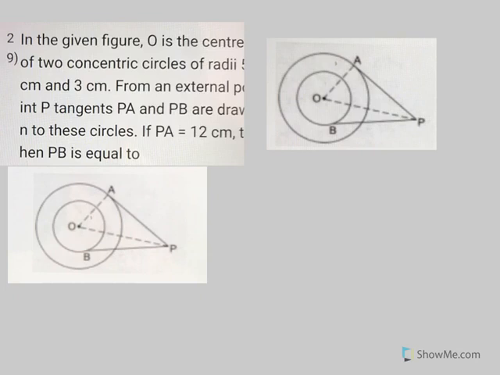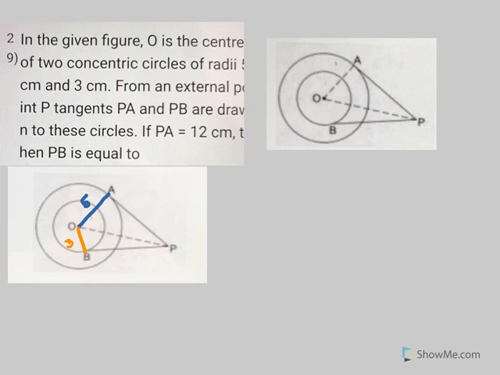In the given figure, O is the center of two concentric circles of radii 5 and 3. So we mark this. This is 5 centimeters, and this other one is given as 3. From an external point P, tangents PA and PB are drawn to the circles. If PA is 12, then find PB.